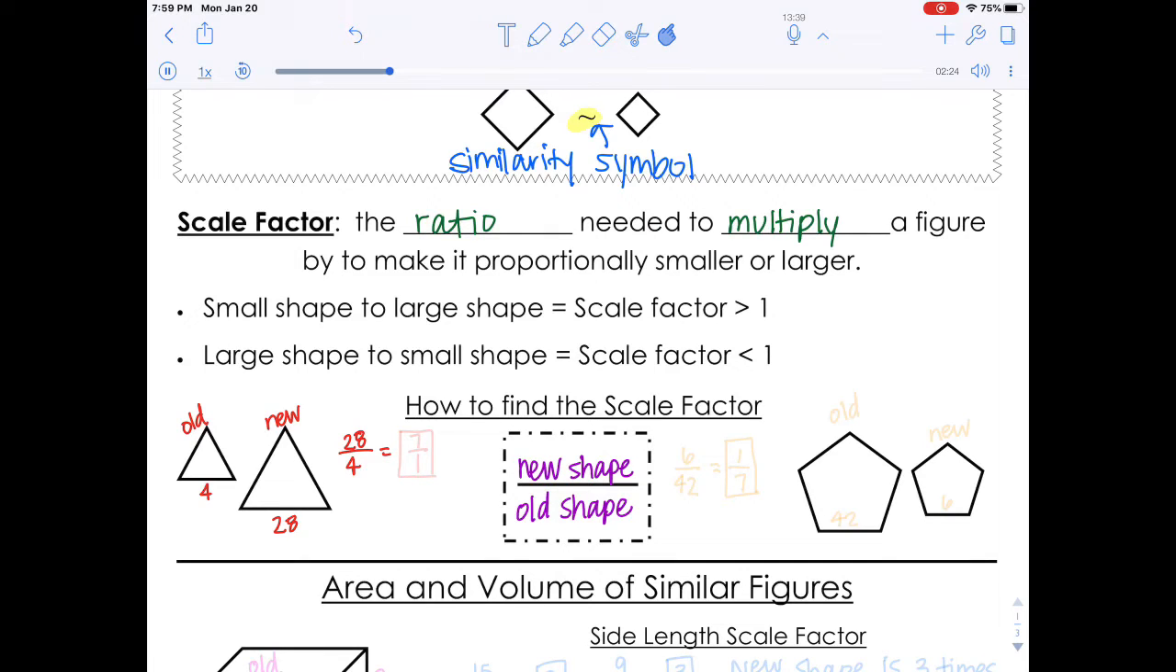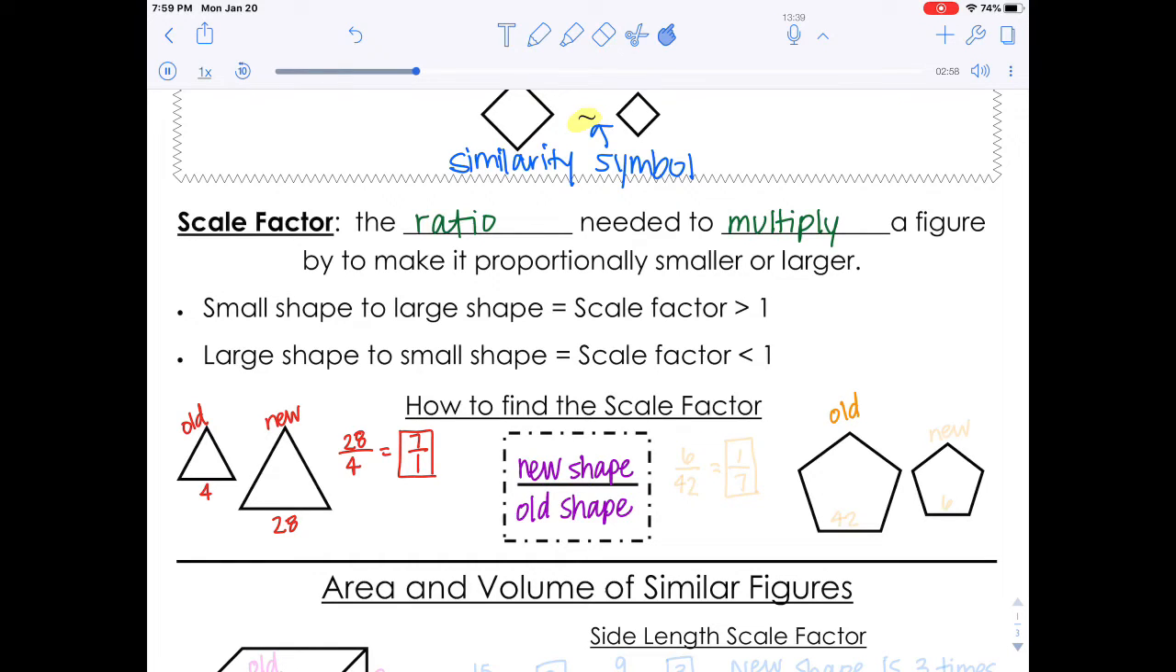That means our new figure is 7 times bigger than our old one, since we just multiplied the old one by 7. Now let's say we're going to go from a bigger shape and make it smaller. So we have these two pentagons. We'll call this bigger one our old pentagon. That's what we started out with. And this new one we've made smaller. So we started out with a side length of 42 units and now have a side length of 6 units.